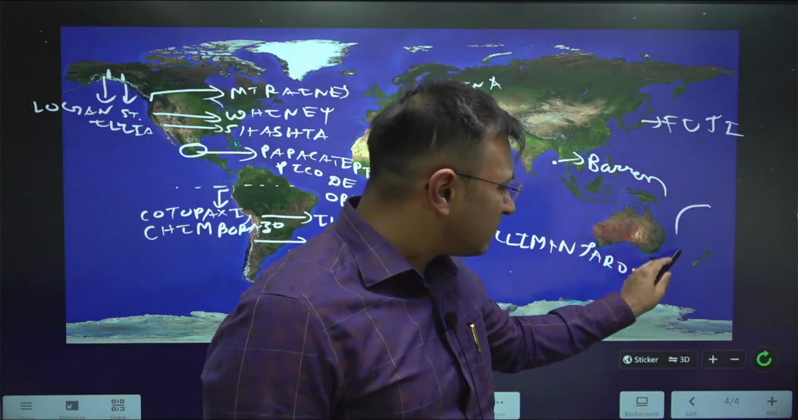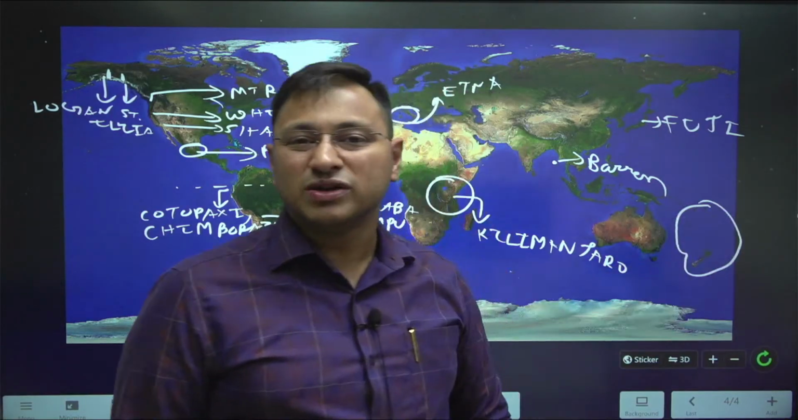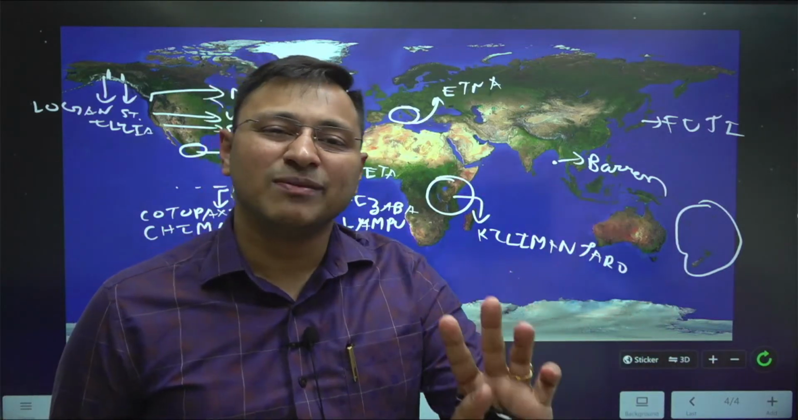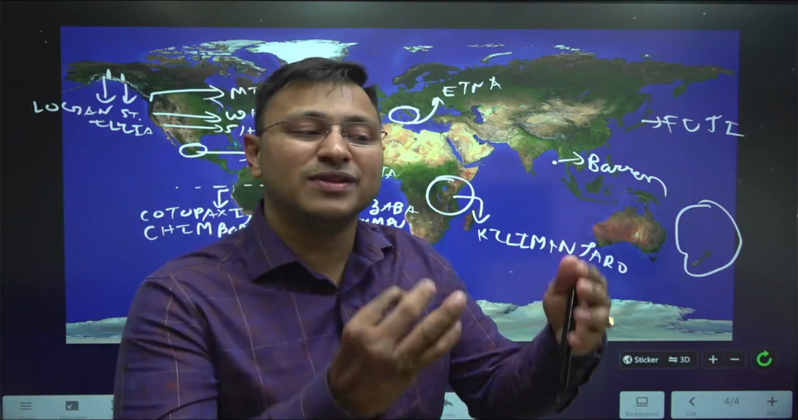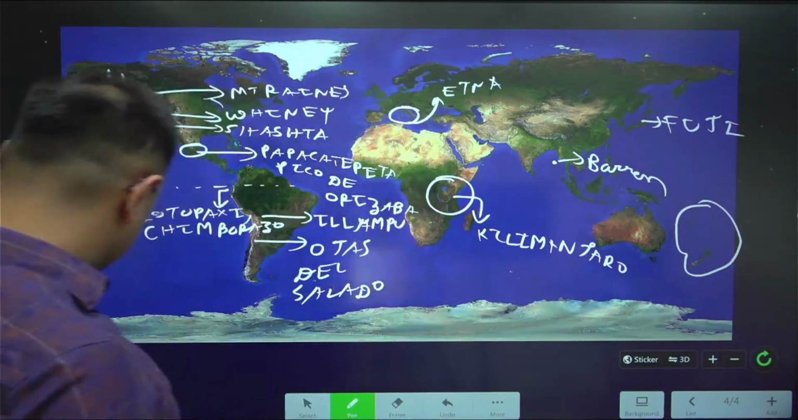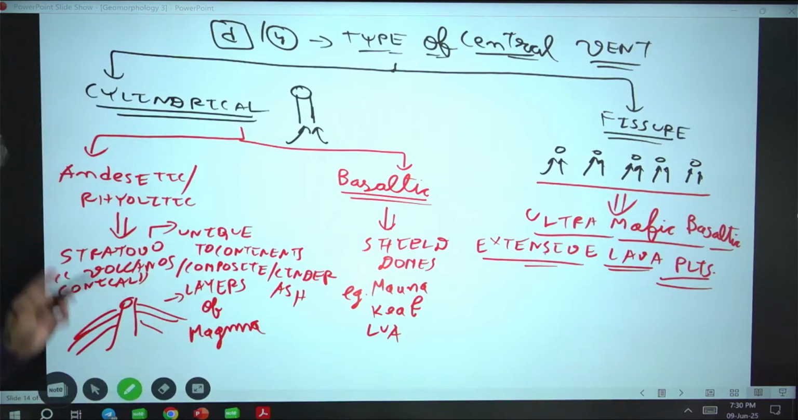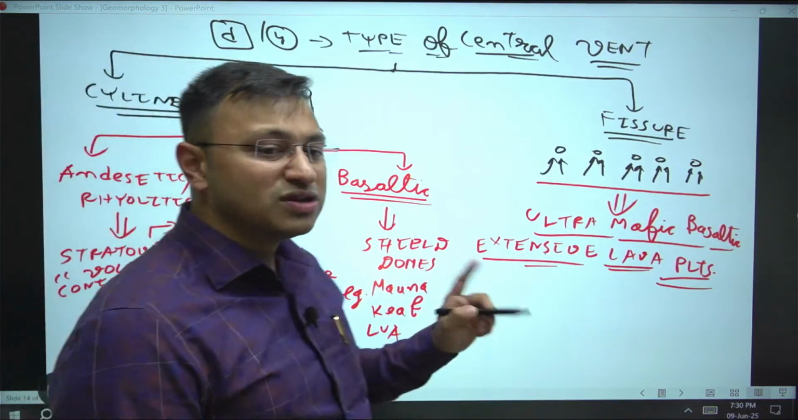Then Southwest Pacific, you have numerous volcanoes. We don't need to remember that. So even if you remember these many examples, it will be very convenient for all of you to frame the answers in the mains. So these are basically your volcanoes created because of what? Volcanoes created because of andesitic eruptions in central vent.